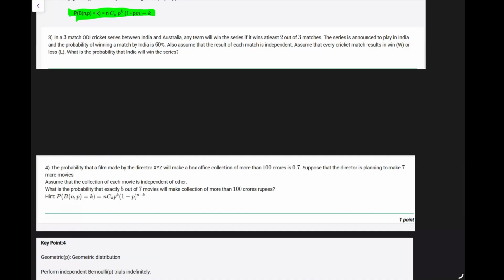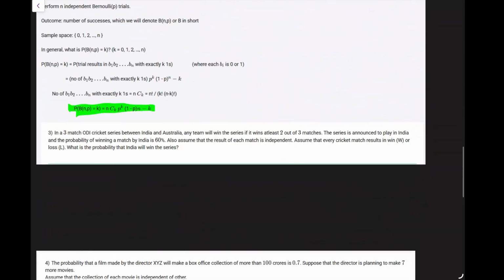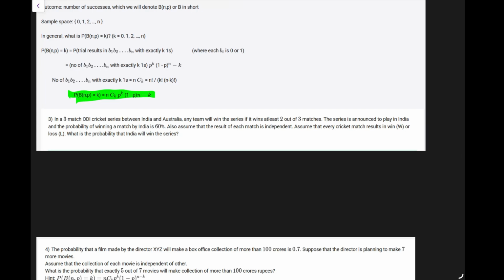The question says, in a three-match ODI cricket series between India and Australia, any team wins. I think this is the previous question. Same as the previous question, yeah. The series is announced to play in India, and the probability of India winning is 60%. Also assume that the result of each match is independent. Assume that every cricket match results in a win. What is the probability India will win the series?